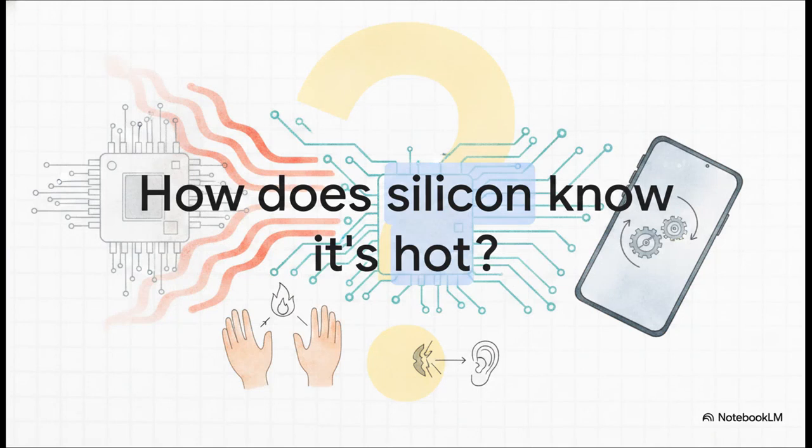Think about this for a second. How does a tiny piece of silicon actually know that it's hot? Or take your smartphone. It's basically just a block of glass and microchips, right? So how does it know it's being tilted when you flip the screen? I mean, a computer doesn't have skin to feel heat, and it definitely doesn't have an inner ear for balance. There is a total disconnect between the messy, physical environment and the electronic brain of our devices.